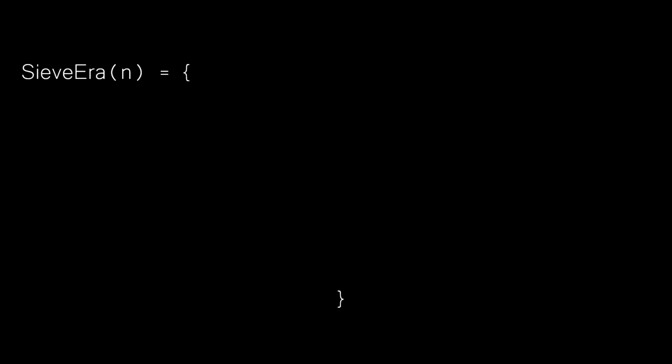So I'm going to define a function which I'm going to call Sieve Era, and the name here is not actually very important. You can call it whatever you want. Usually a descriptive name is good to give you an idea what the function does. So this is going to have as an input a natural number n, and because it's going to be a function that's going to have several lines of code, we're going to enclose that between these two curly brackets.